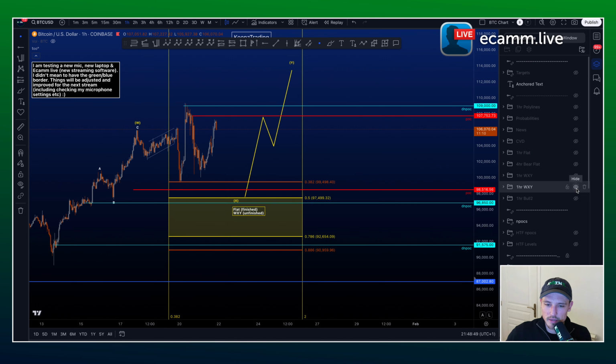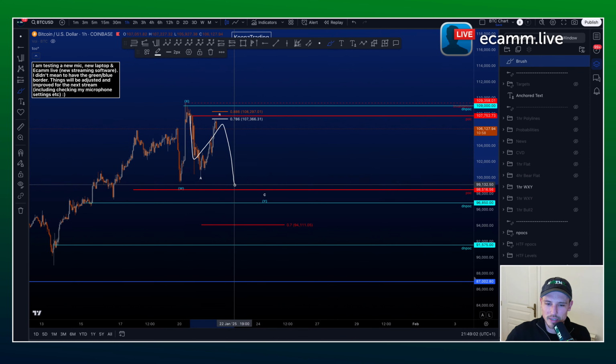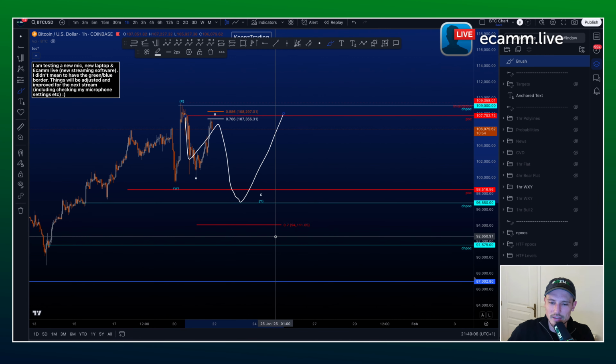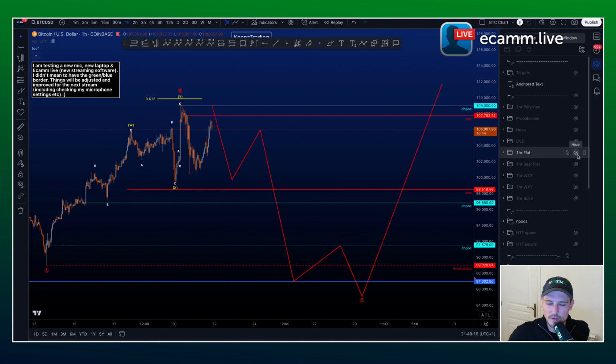Oh, by the way, in the number 1, this WXY, either X is already in, or, which would actually be my favorite, honestly, would be A, B, come back down again, swipe the lows, grab the liquidity, hit support here, and then go. We'll see. That's a personal favorite. And then the final position is a finished WXY.